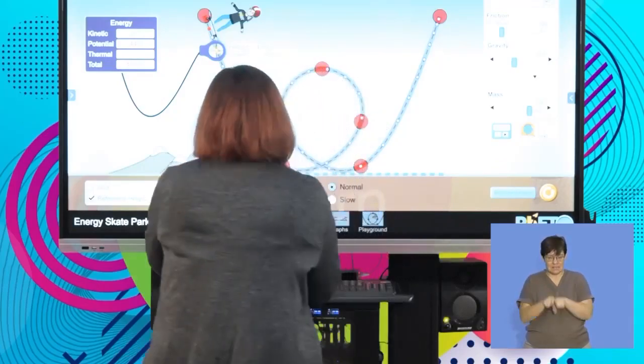What are we taking away from this? Mechanical energy, the total of my kinetic plus my potential added together, must always stay the same. So, this is what we needed to see.